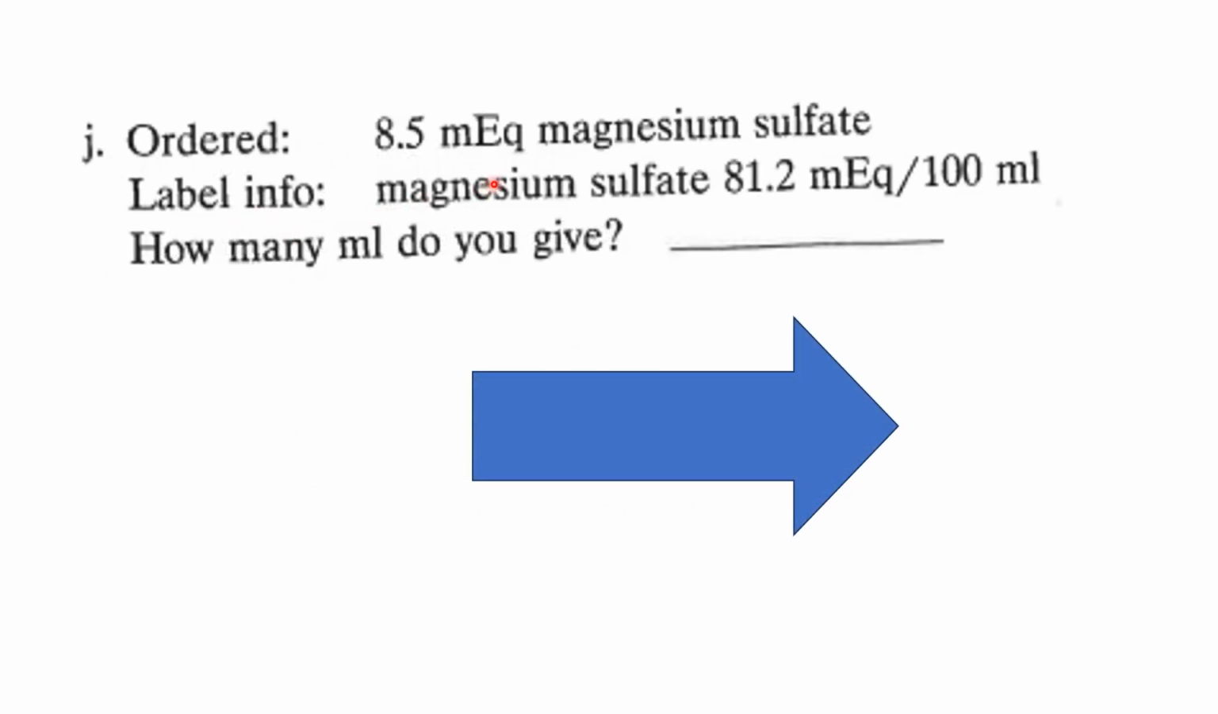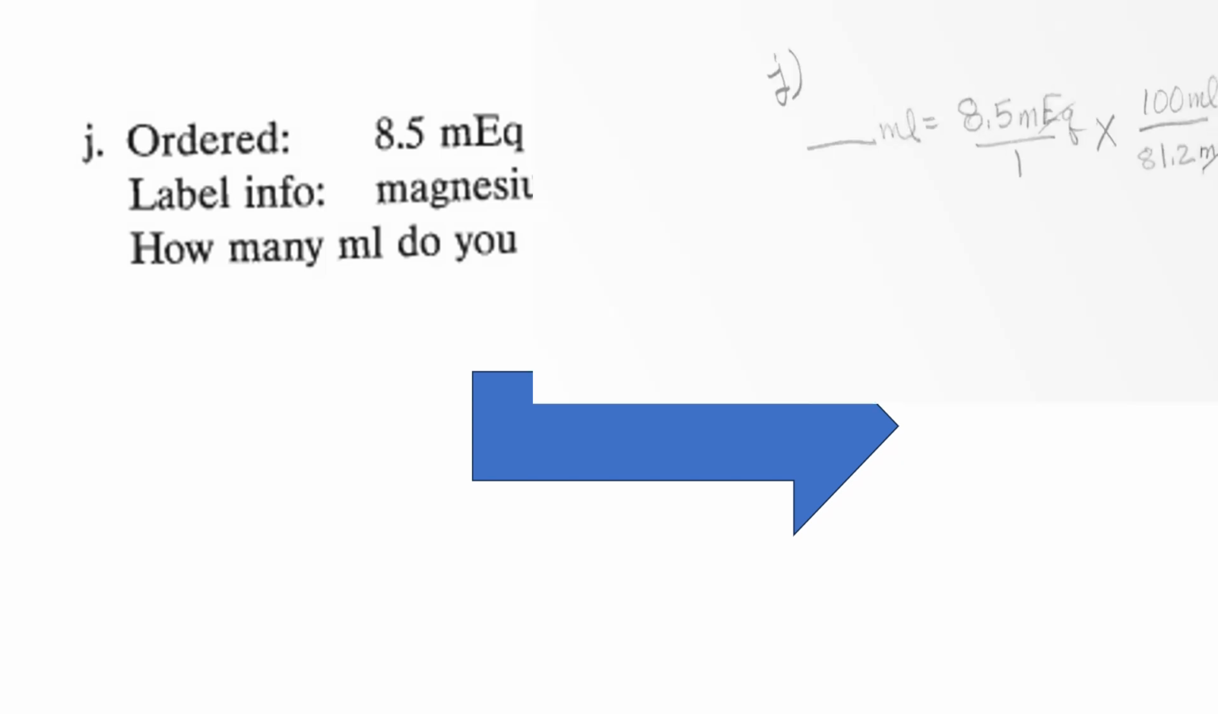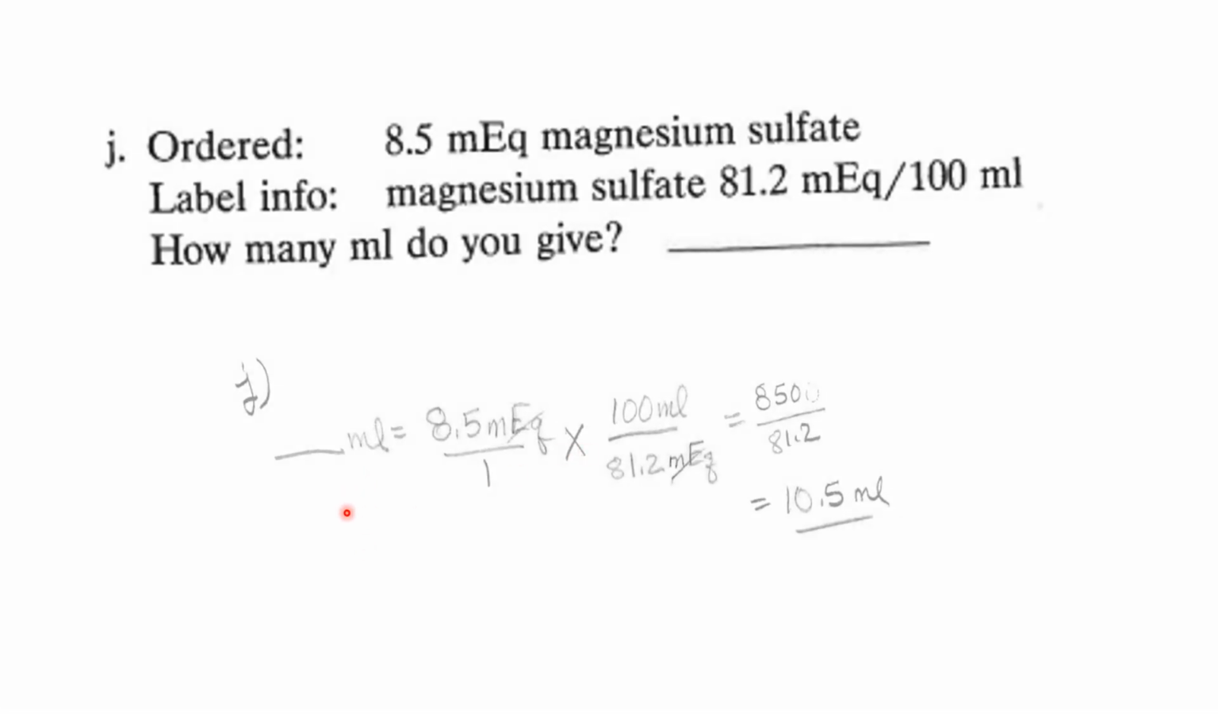Suppose you're ordered 8.5 milliequivalents of magnesium sulfate, and the label tells you that magnesium sulfate has 81.2 milliequivalents per 100 milliliters. How many milliliters do you give? Please pause the video and give this a try. Let's see how you did. So this is the number of milliliters, so you take 8.5 milliequivalents over 1 times 100 milliliters over 81.2 milliequivalents. You do the calculation and you get 10.5 milliliters as your solution.